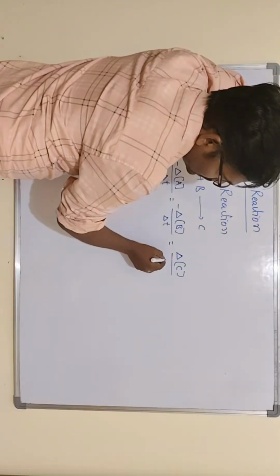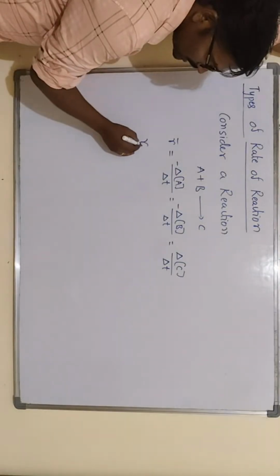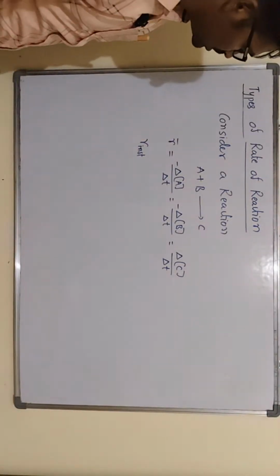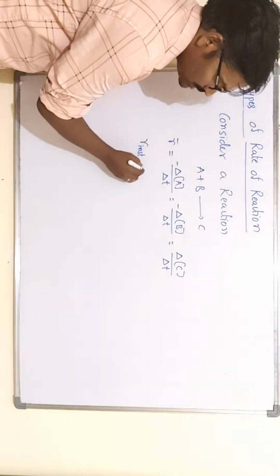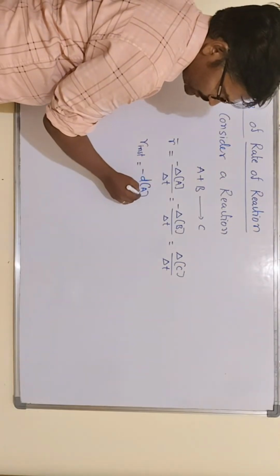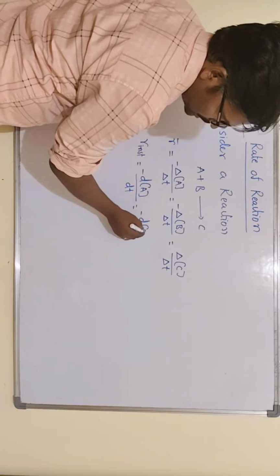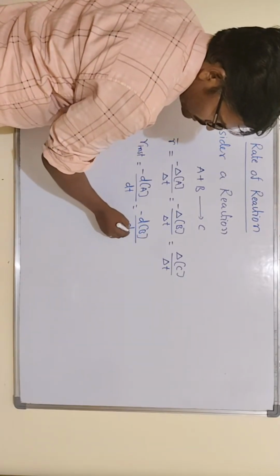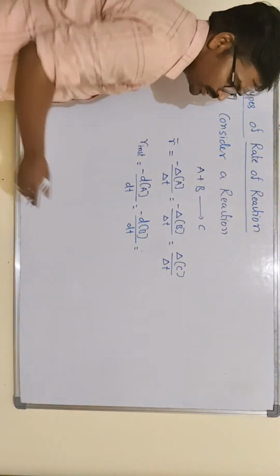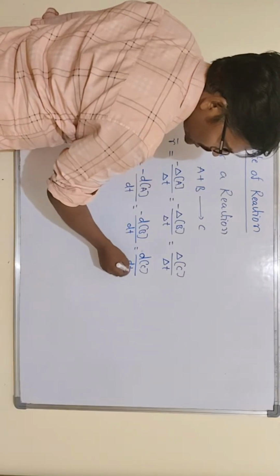Sir, how do we represent the instantaneous rate of reaction? It is equal to minus d concentration of A divided by dt, equal to minus d concentration of B divided by dt, equal to, with no negative sign here, d concentration of C divided by dt.